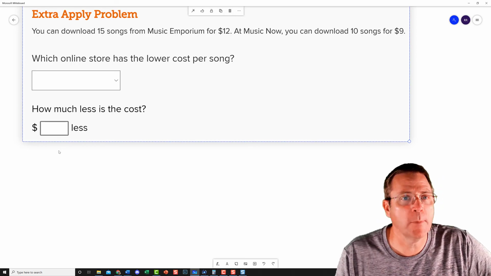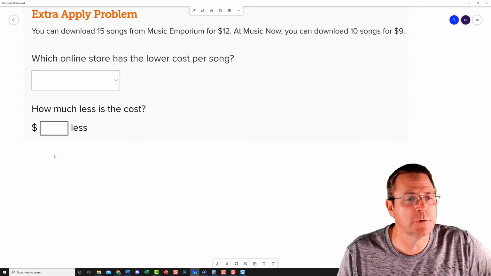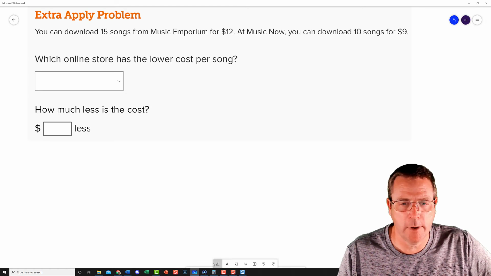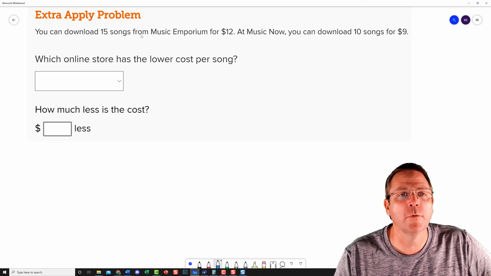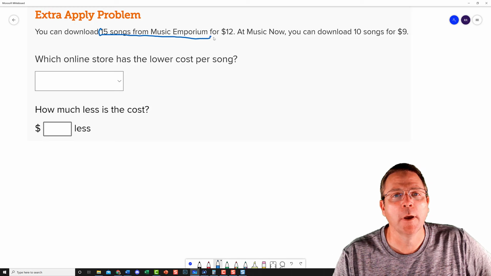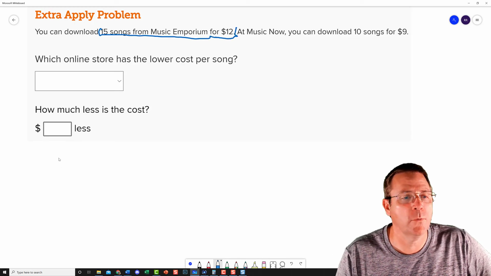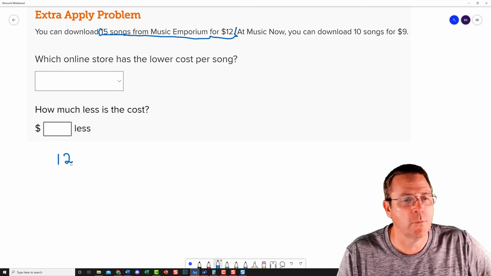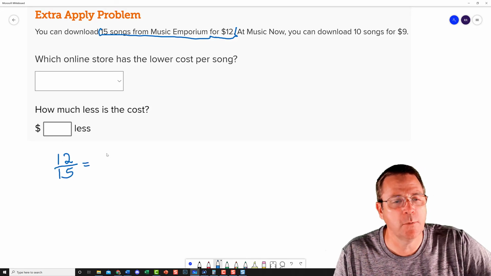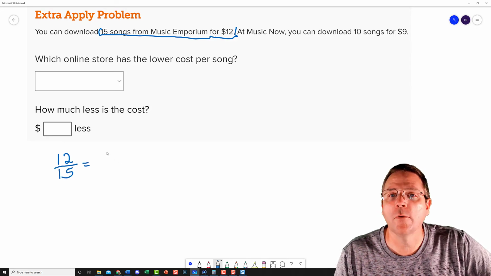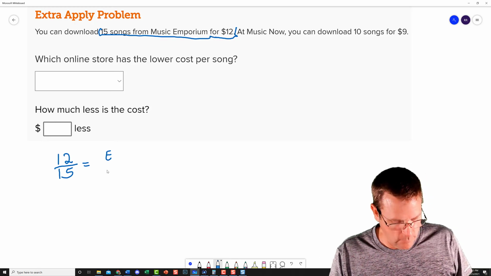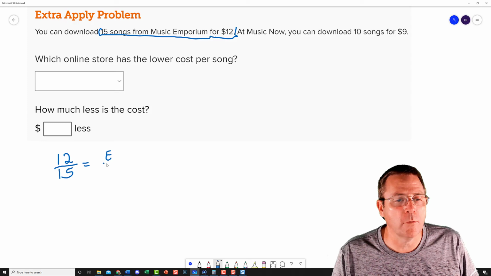So the first thing I'm going to do is set up my equivalent ratios. First off, for the Music Emporium, I've got 15 songs for $12. So that's going to be $12 for 15 songs is equal to, and we will call this one E for the Emporium, some unknown number of dollars for 1 song.